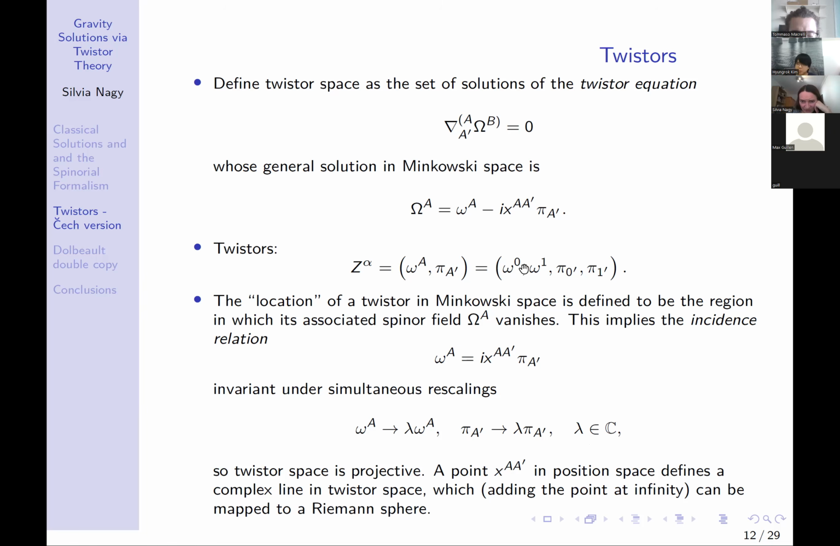So you can convince yourself by counting the degrees of freedom. So see, first of all, we've gotten rid of omega in terms of pi. So just imagine everything is now written in terms of pi. Then I quotient out this freedom. So I'm left with a complex line in Twistor space, which if we add the point at infinity is mapped to a Riemann sphere. So geometrically, all you need to remember is a point in space-time is a sphere, which we call the Riemann sphere in Twistor space.